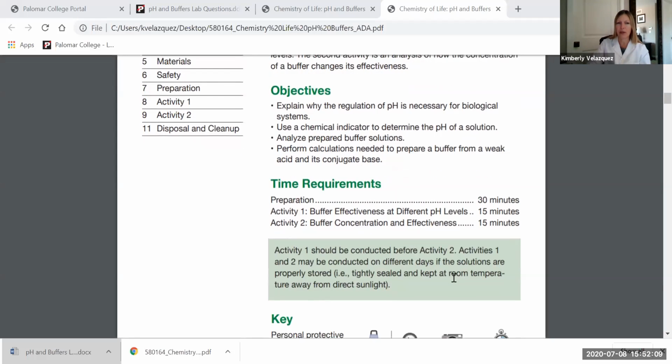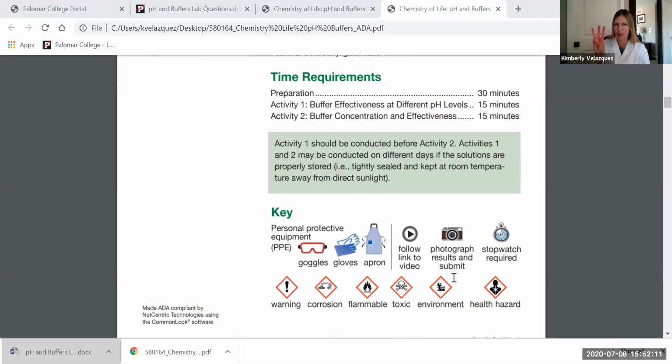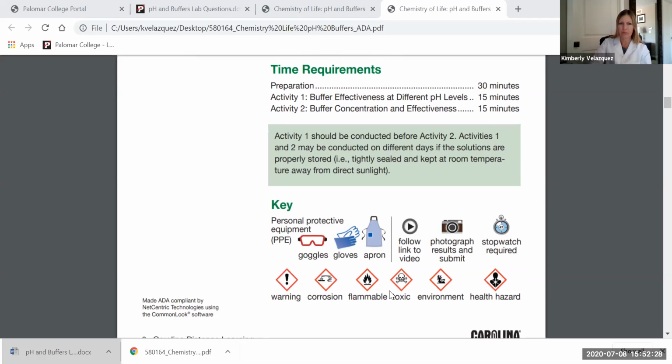I also want to note that you're actually doing 3 activities in this lab. So activities 1 and 2 are in the instructions with the frog. The third activity, the instructions for that are on the lab questions, and I'll show you those in a minute.